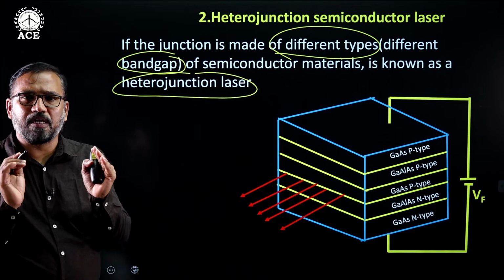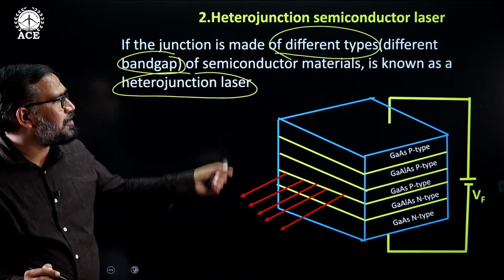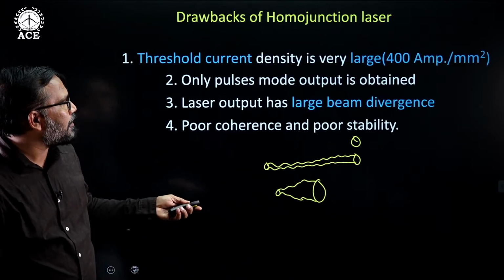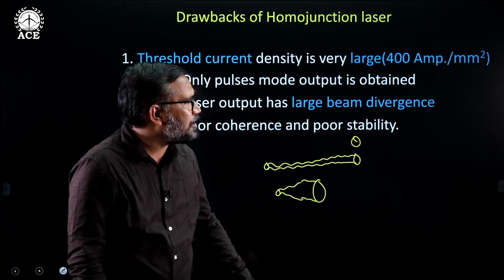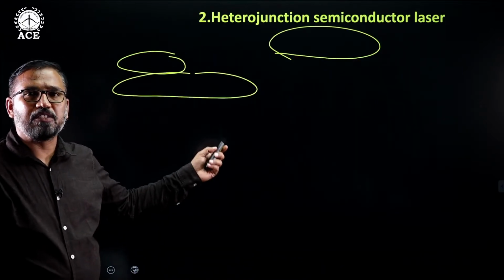So homojunction semiconductor lasers require more threshold current density. What is that? Just now we discussed, see here. 400 amperes per square millimeter of current density is required. So they operate in pulsed mode.